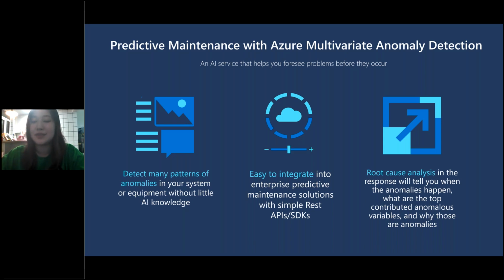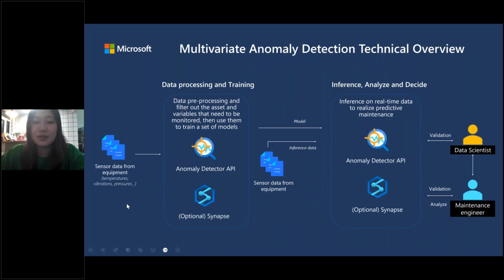And the third is the root cause analysis, which I have highlighted several times. So we will tell you when the anomalies happen, what the top contributing anomalous variables are, and why those are anomalous. So let's take a look at how it works in the workflow.